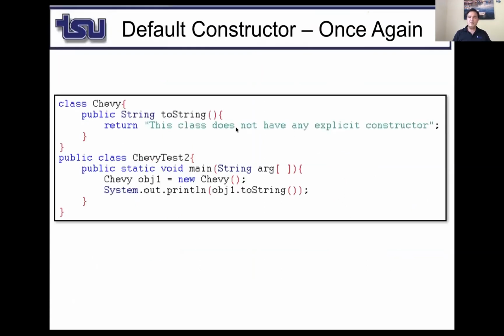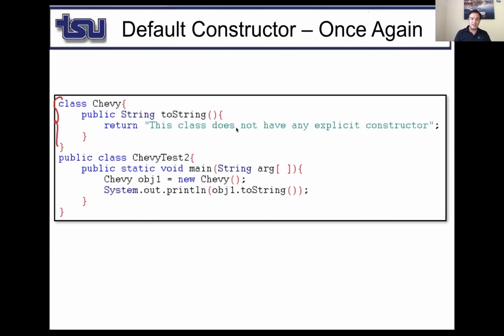Okay, so here are some examples. Let's just refresh our memory. And let's look at this. Chevy is a class. It has only one method called toString, which doesn't take any input arguments, and it returns a string. This class does not have any explicit constructor.